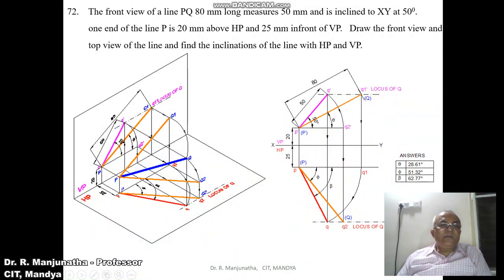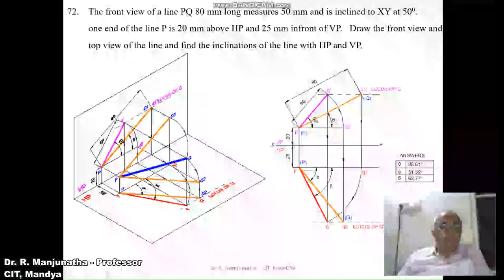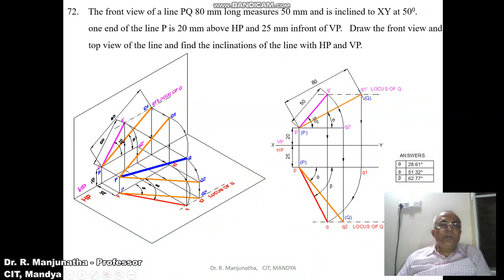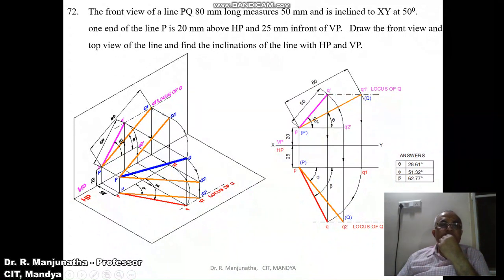Now, as we know, this is the front view. The top view point should lie on this end projector, so you draw an end projector here. With Q1 dash as center, since this is the true length in the vertical plane, you make that line parallel to VP. To make that true length in VP, the line has to be parallel to VP. So P is in front of VP by 25 mm, and Q1 should also be in front of VP by 25 mm. When you draw this, you will get this point. PQ1 is the line which is parallel to VP. So we can see P and Q1 which is parallel to VP.